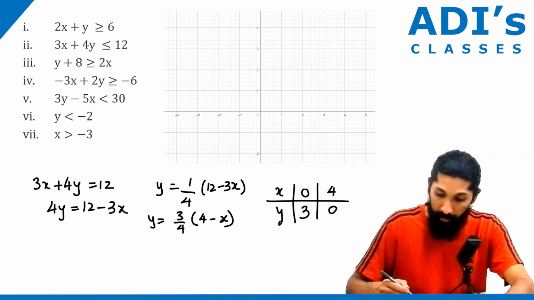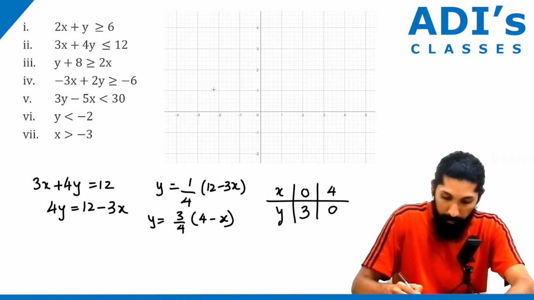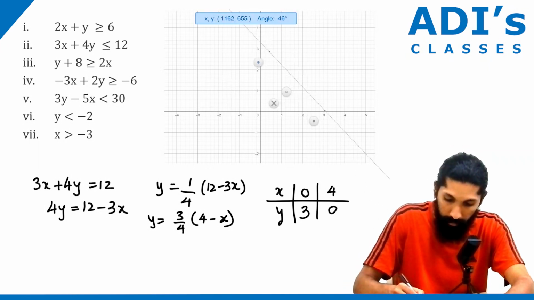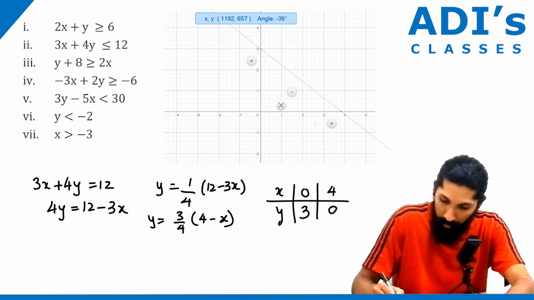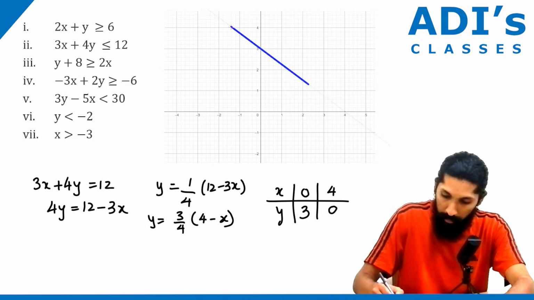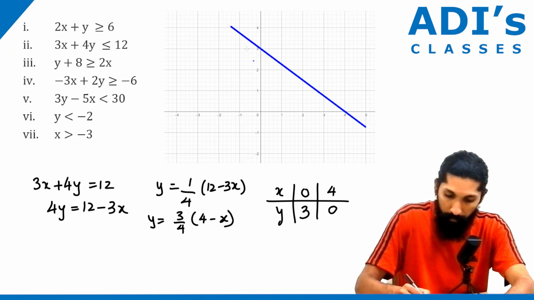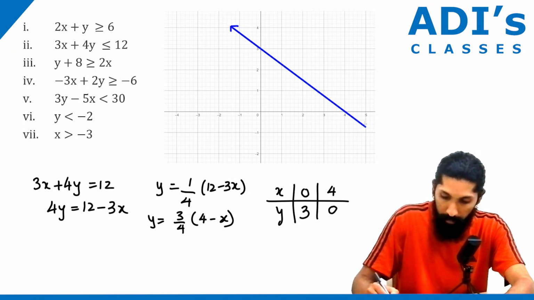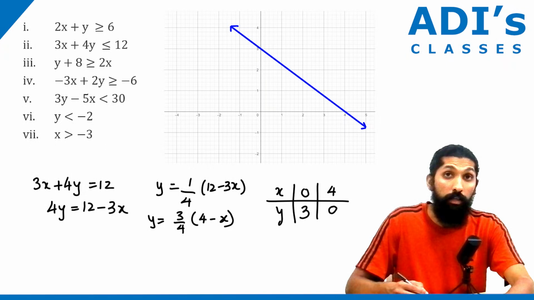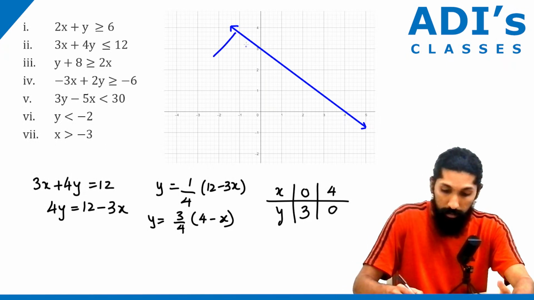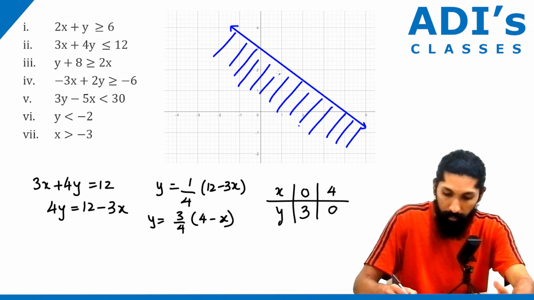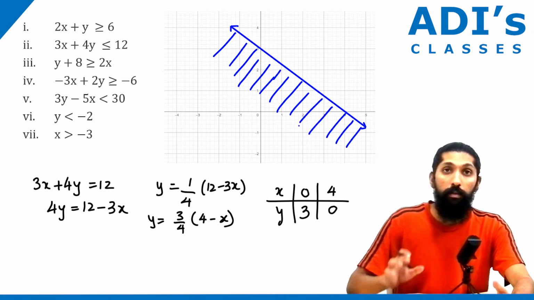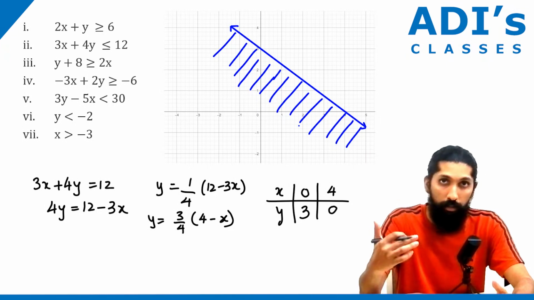So the first point is 0 comma 3. So the first point is going to be 0 comma 3 here. And the next point is going to be 4 comma 0. Plot the line. So this is going to be the line. Now, what is the region? Less than or equal to? So since it is less than or equal to, this is the region we are looking at. Clear? So this is the answer for the second question.